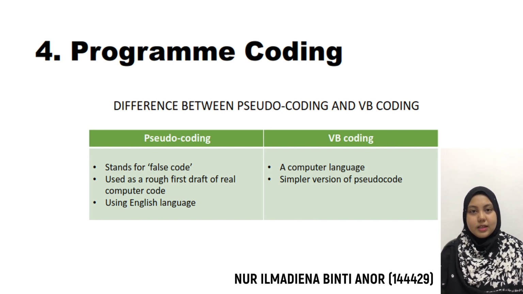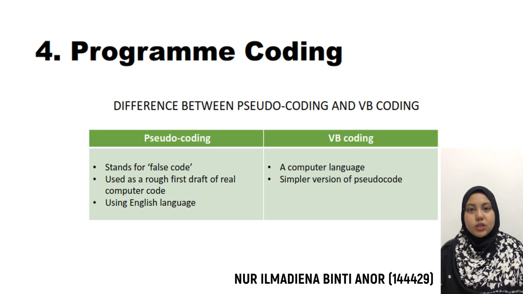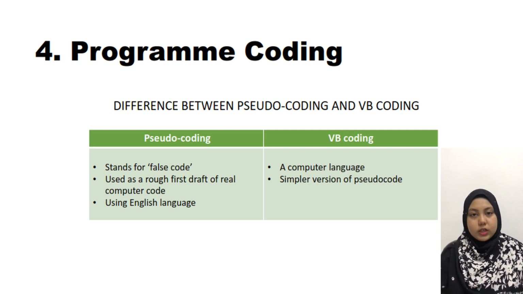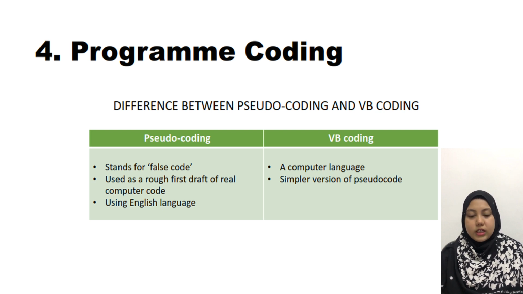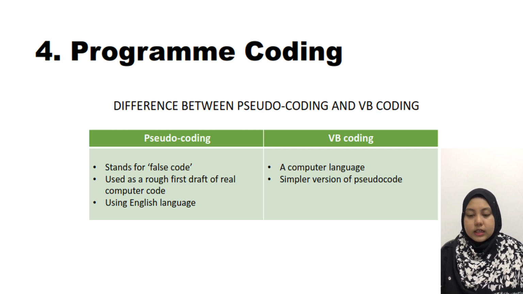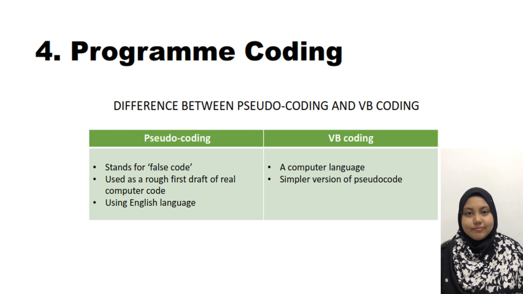The fourth step is program coding. First, we need to know the difference between pseudocoding and VB coding. Pseudocoding stands for false code. It is used as a rough first draft of real computer code and uses the English language. VB coding is a computer language and a simpler version of pseudocode.